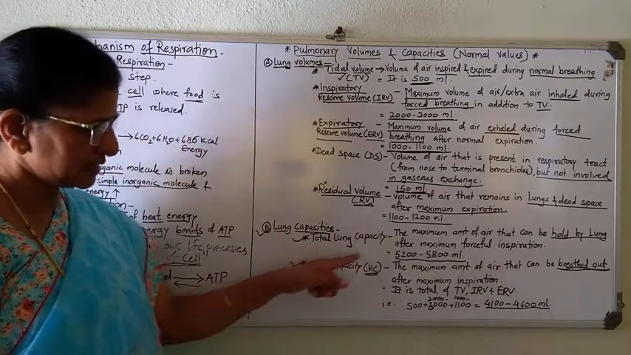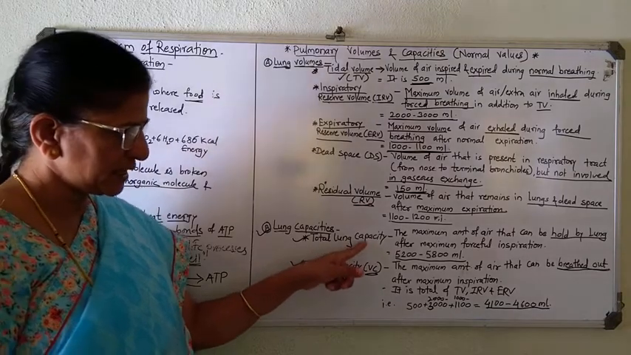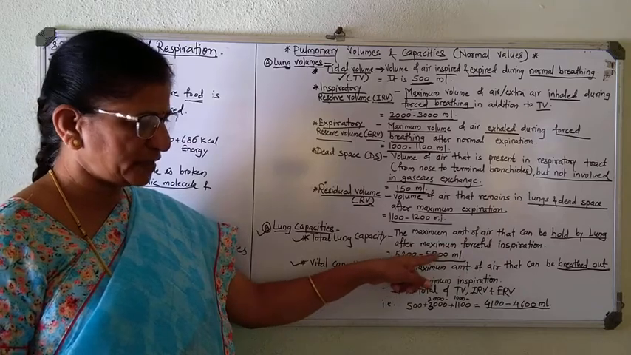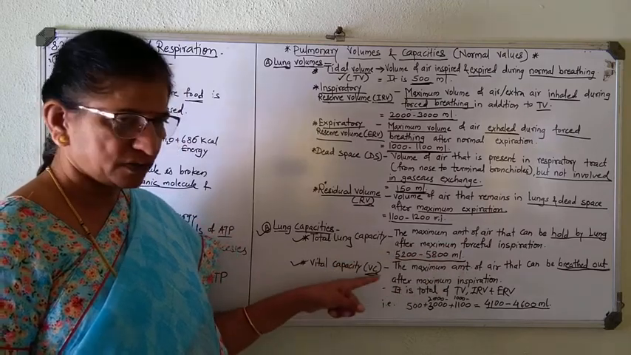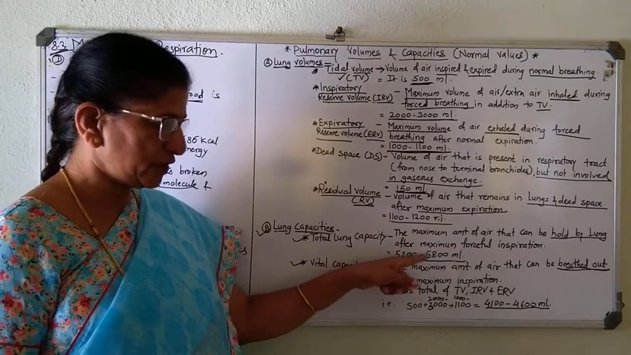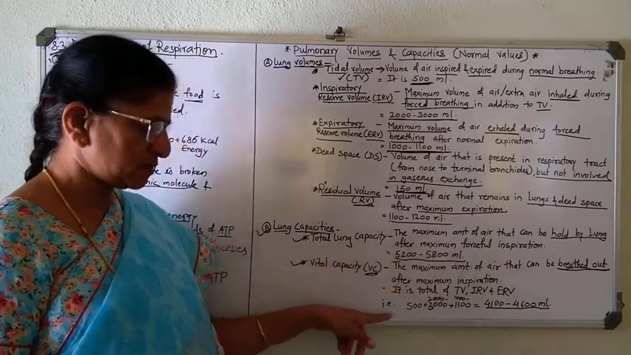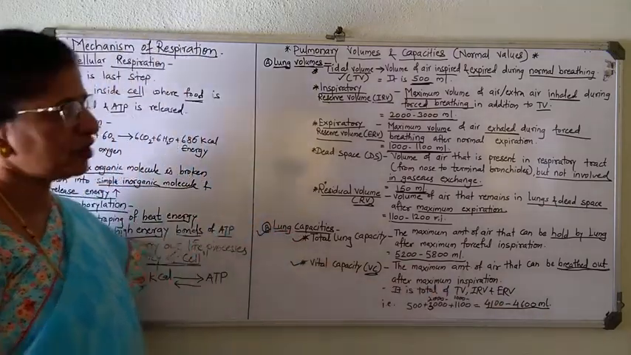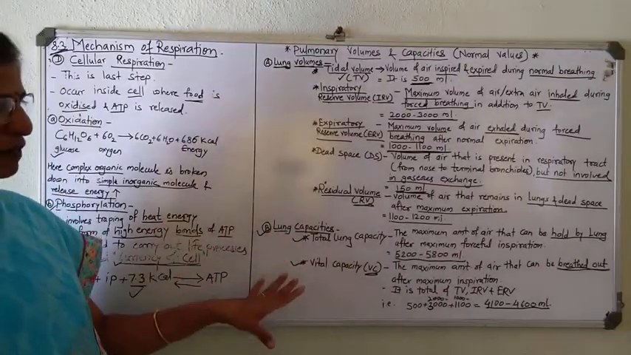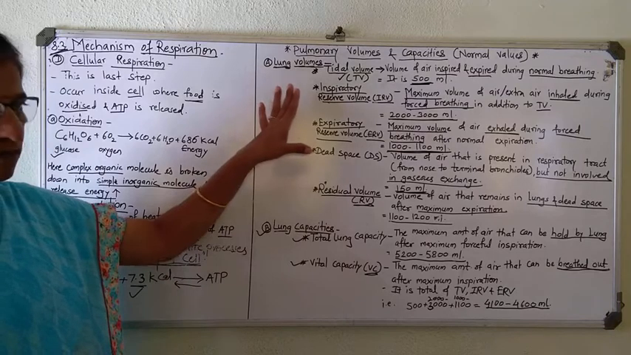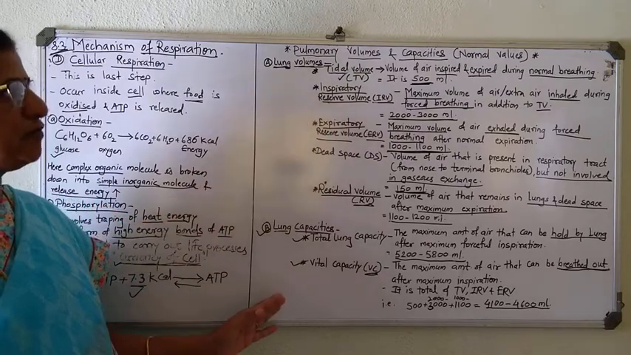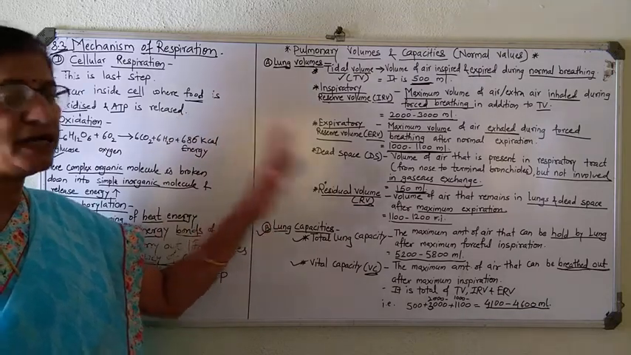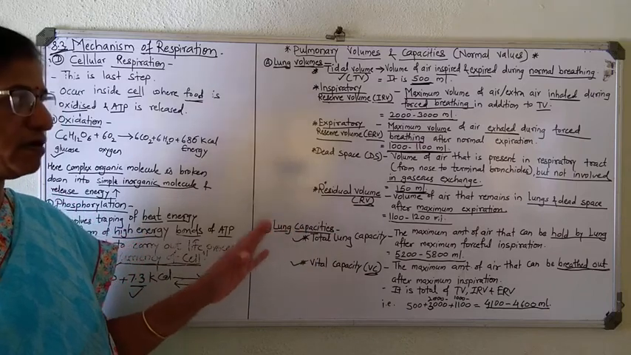So in short, the capacities of lungs can be studied in two ways. One is total lung capacity, another is vital capacity. Total lung capacity after maximum forceful inspiration is about 5200 to 5800 ml, and VC is about 4100 to 4600 ml. So remember all these figures, all these short forms of each and every volume and capacity, and also remember their meaning. That will be asked for 1 mark.